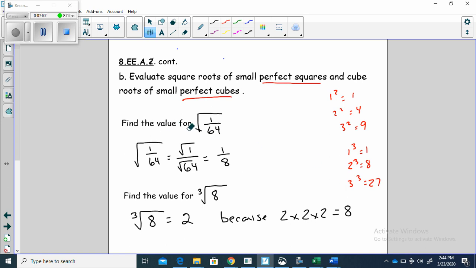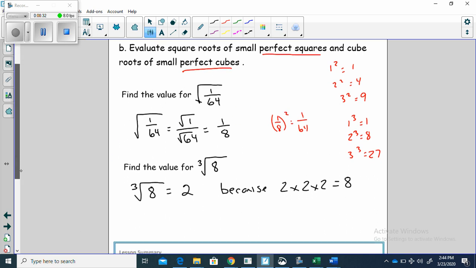This one says find the value for the square root of 1 over 64. Well, this is already worked out here for you. I've already done it for you. I can take the square root of 1/64 and divide this. I can take the square root of the numerator and the square root of the denominator. The square root of 1 is 1. The square root of 64, the positive square root of 64, is 8. My answer is 1/8. Turn around and see if that works if you square it. If you square 1/8, you would get 1 over 64. That's where we started.